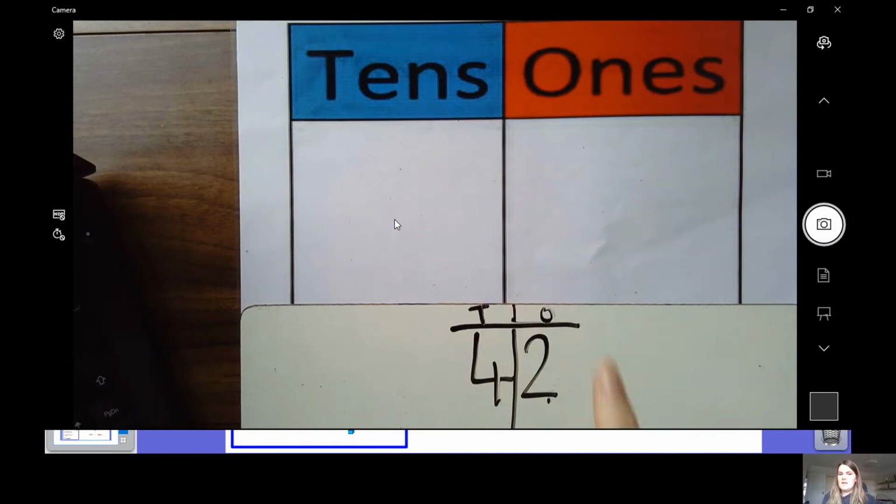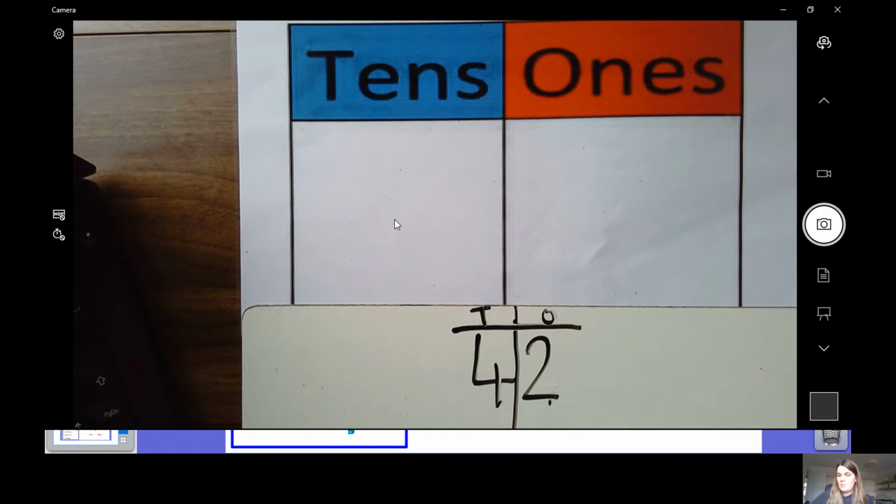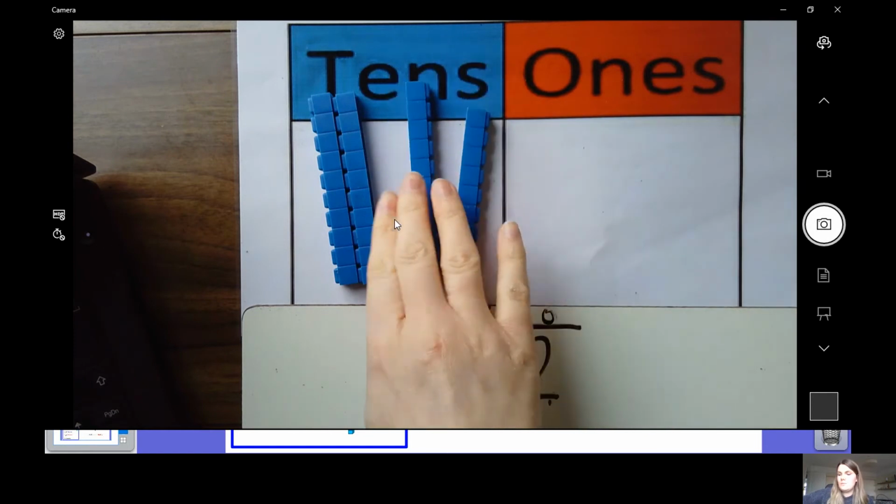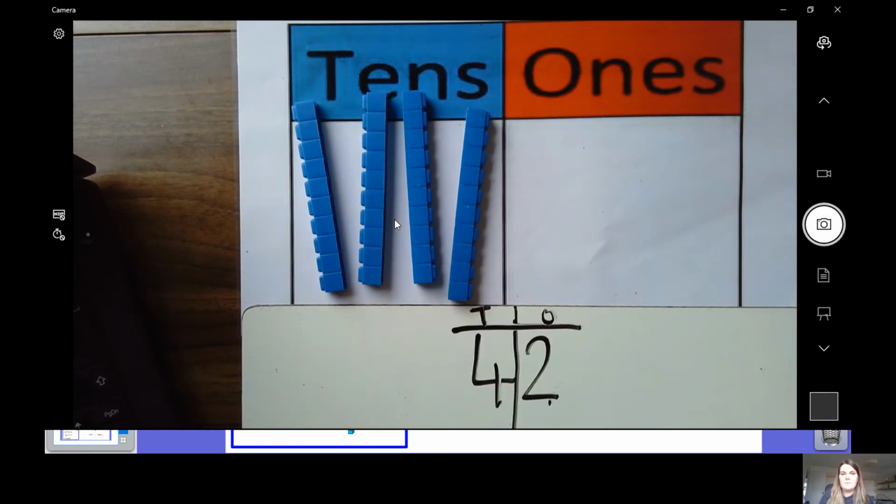Now, how am I going to represent 42 up here? I get my 40 first, okay? How many do I need for 40? How many groups of 10 do I need? 4. Why do you think I need 4? Because we've got a 4 in the tens column. Okay, let's see if it works. 1, 2, 3, 4. Do you think that's 40? Double check for me. 10, 20, 30, 40. Very good.